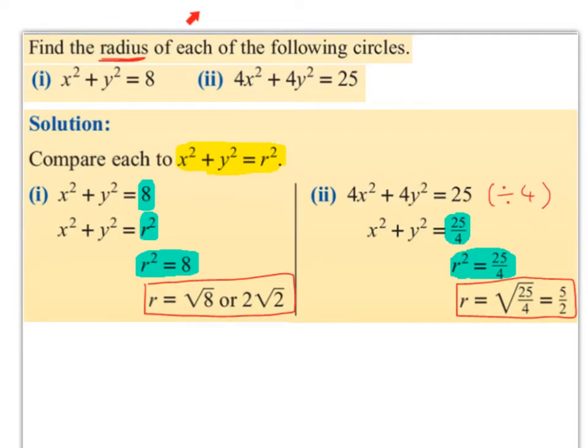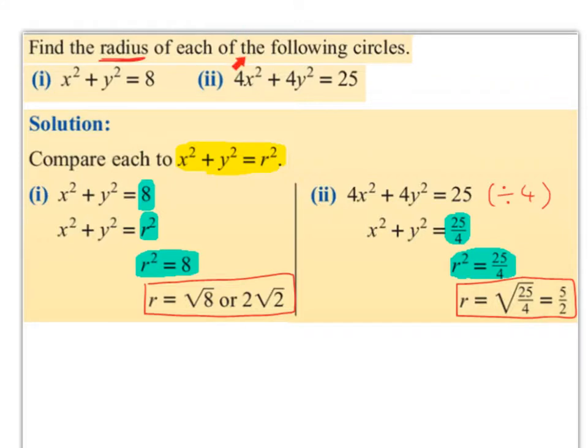Find the radius of each of the following circles. So we have x squared plus y squared is equal to 8. If we compare each to x squared plus y squared is equal to r squared, we have x squared plus y squared is equal to 8, and x squared plus y squared is equal to r squared. So these must be equal. So we have r squared is equal to 8. So r is equal to the square root of 8, which is 2 root 2.